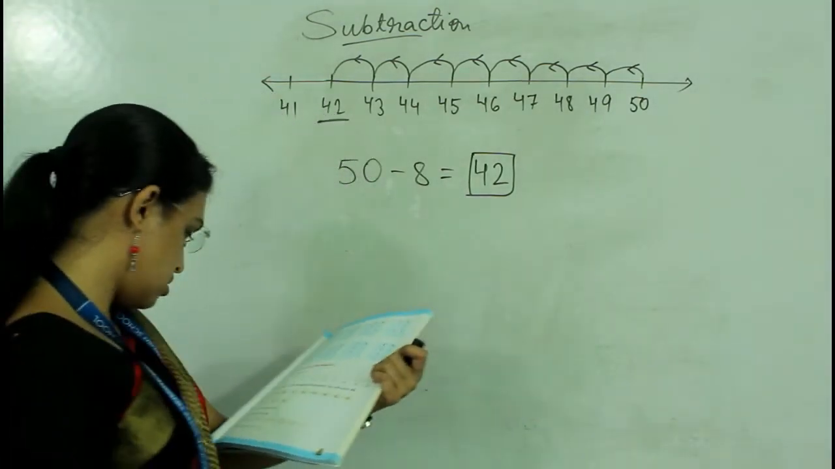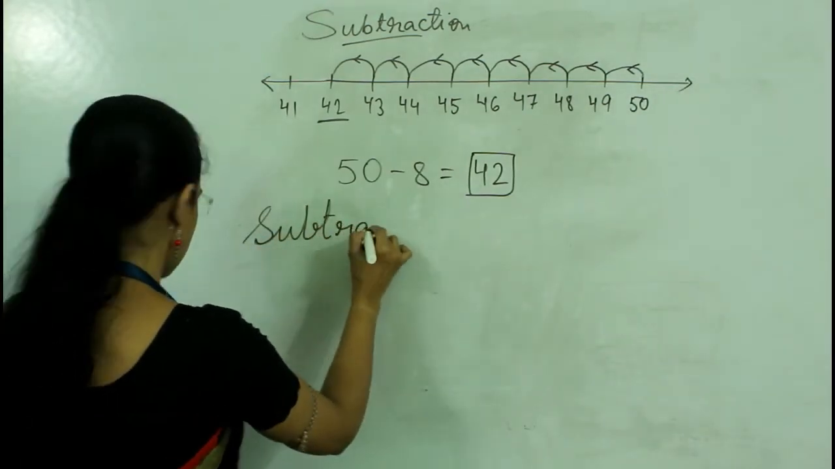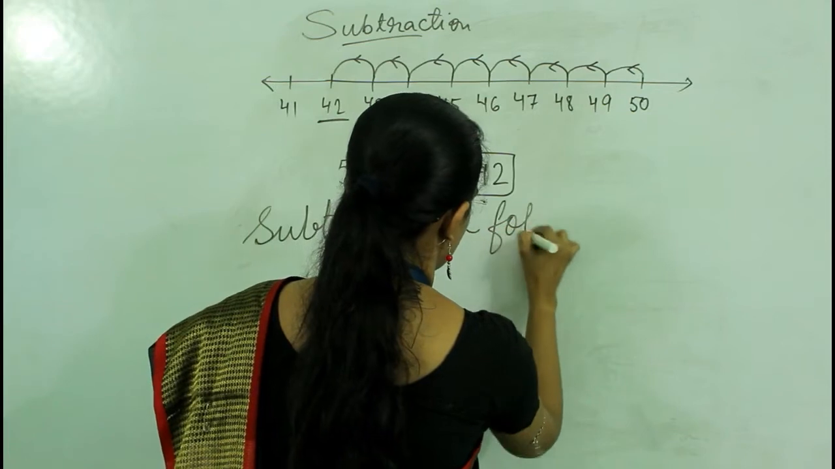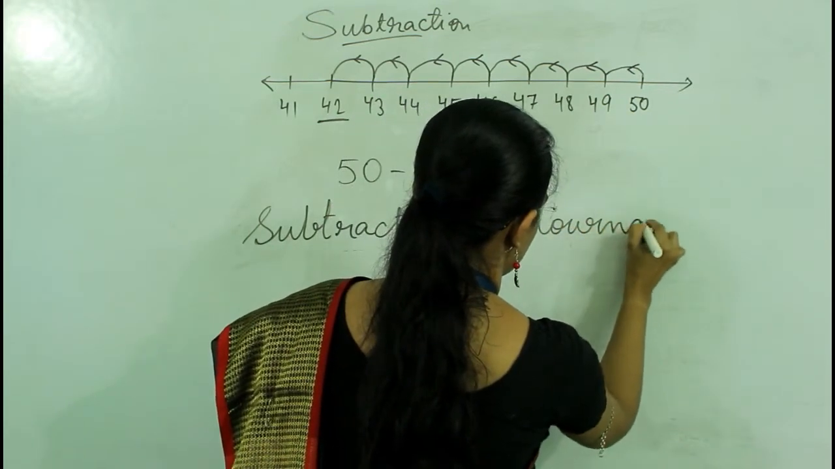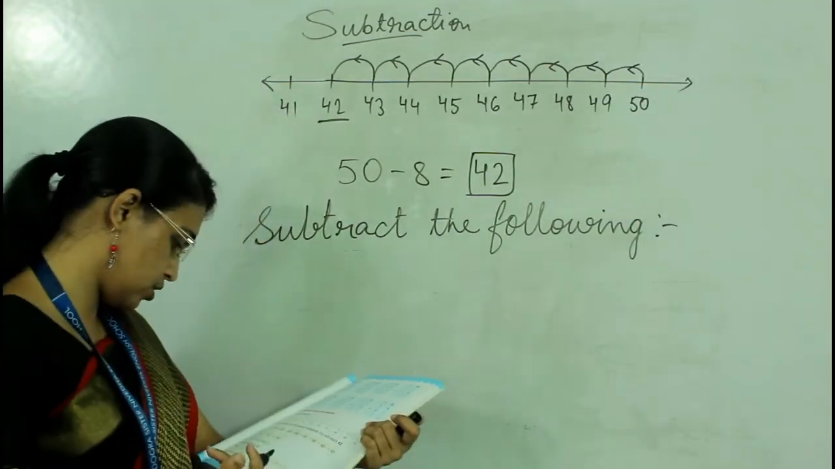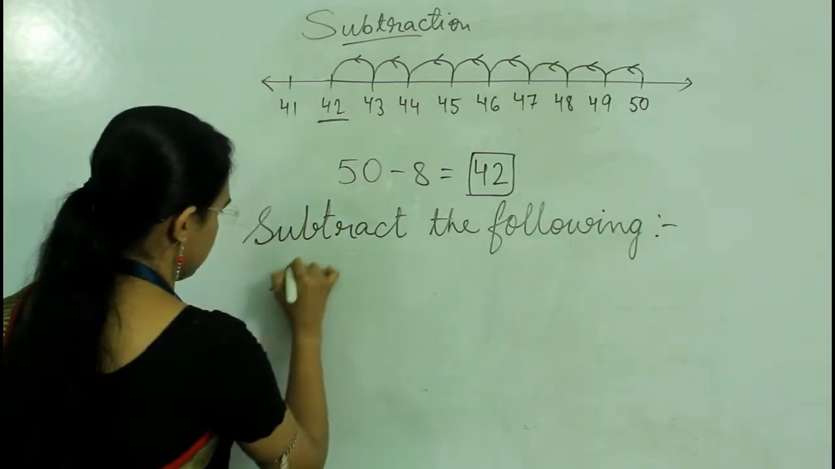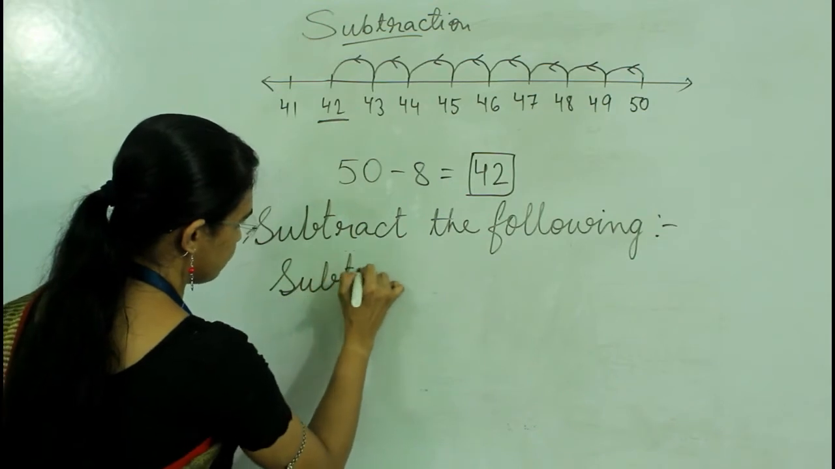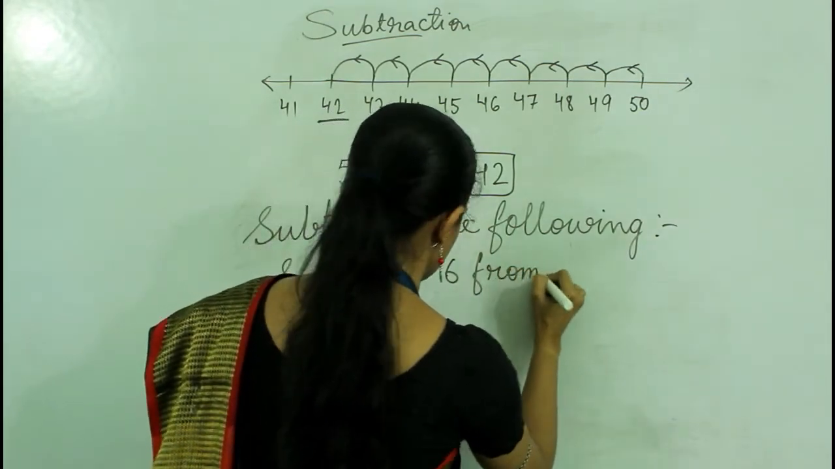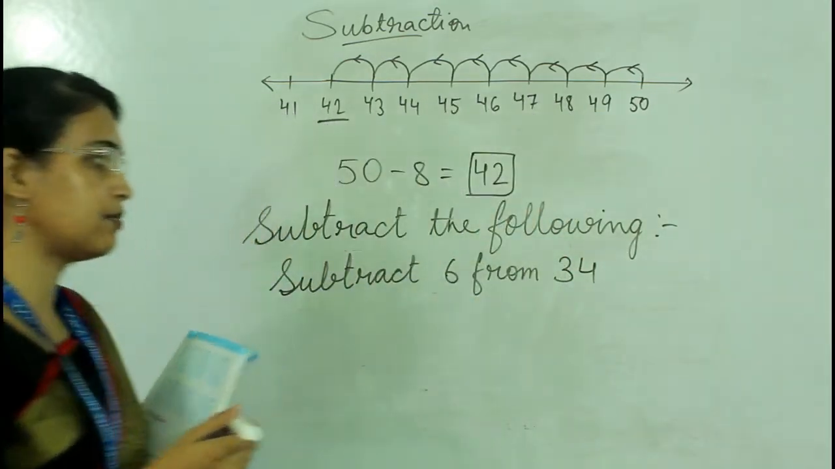So suppose subtract the following. Now we will do some questions from your book. Now we will solve some questions. Okay? So our first question is subtract 6 from 34. What do we have to do? Subtract 6 from 34. So how will you subtract this?